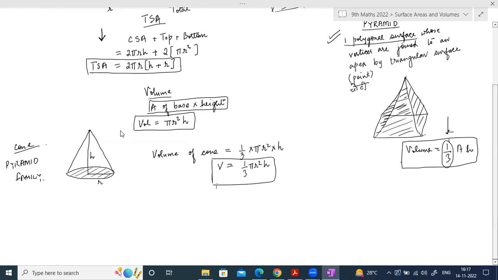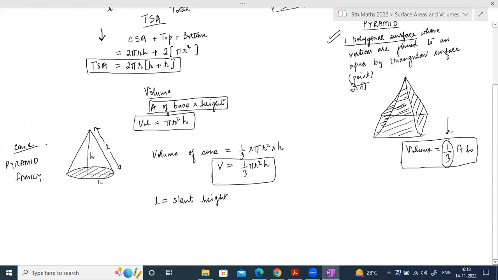In a cone, there is one special thing, which is this length. That is the tilted surface length, known as slant height. Why is it called slant height? Because it is not vertical, it is tilted. It's not the vertical height.